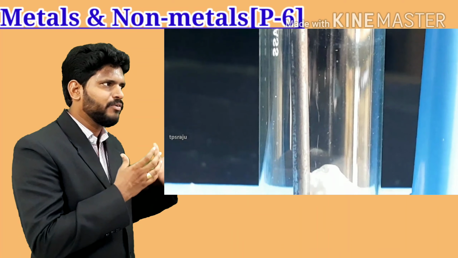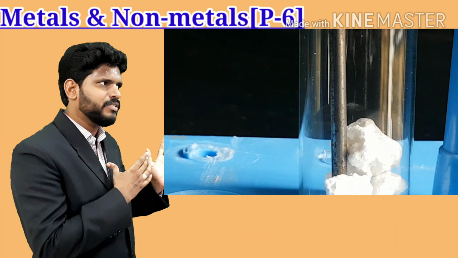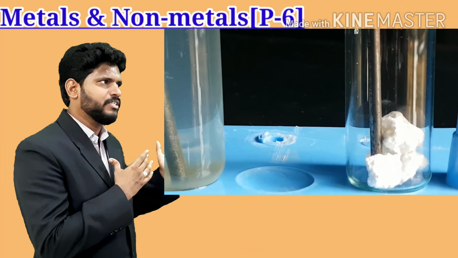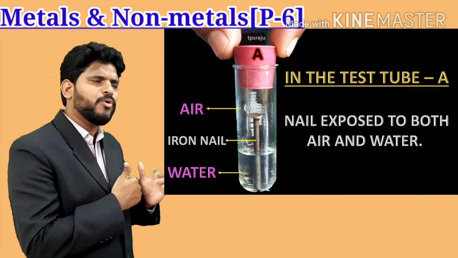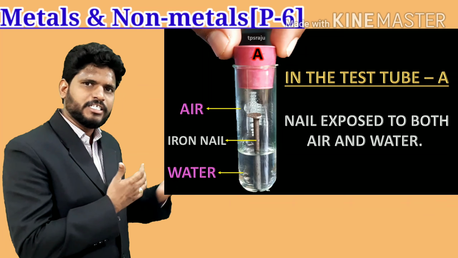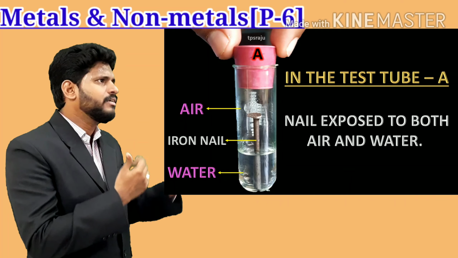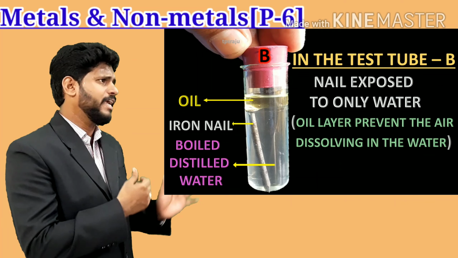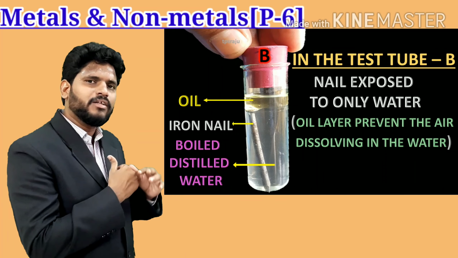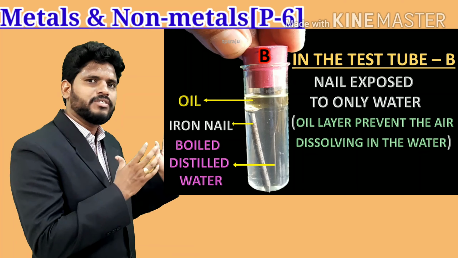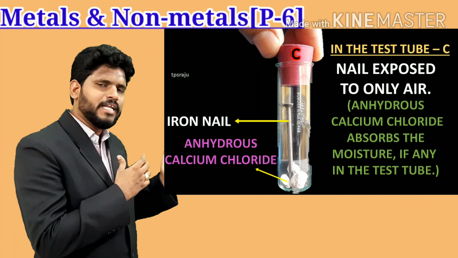Are you clear? Are you observing the test tubes? Observe clearly: in test tube A there is corrosion. In test tube A, the nail is exposed to both air and water. Due to this, corrosion takes place. Coming to test tube B, the nail is exposed to only water. The oil layer covers the water, so there is no chance of formation of corrosion. Coming to test tube C, anhydrous calcium carbonate is there.